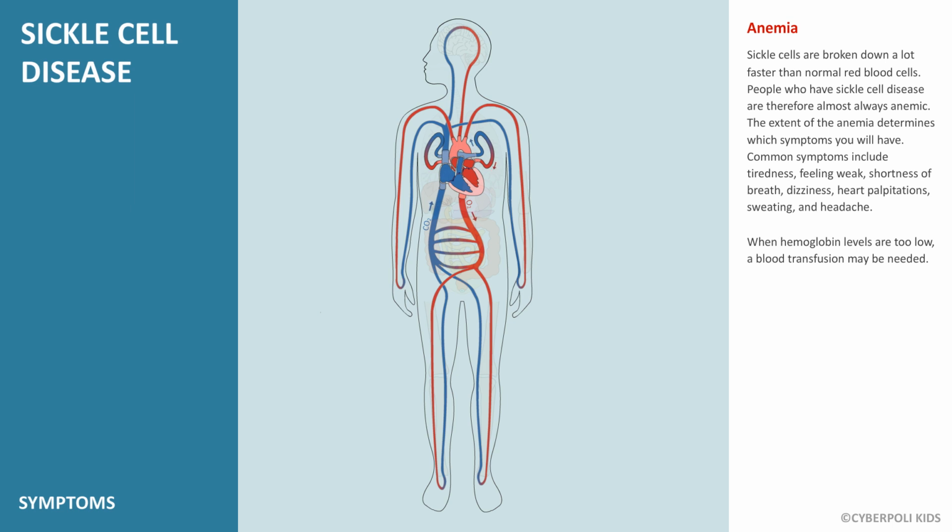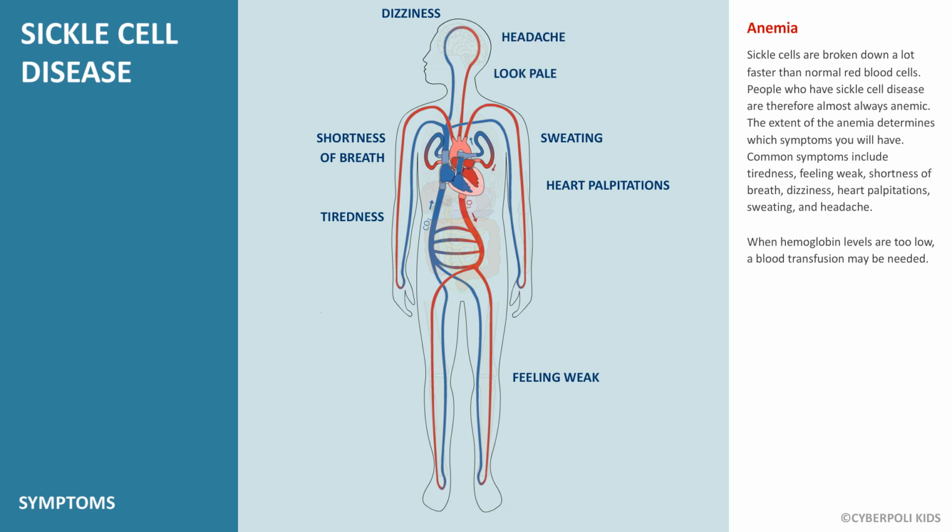Sickle cells are broken down a lot faster than normal red blood cells. People who have sickle cell disease are therefore almost always anemic. The extent of the anemia determines which symptoms you will have. Common symptoms include tiredness, feeling weak, shortness of breath, dizziness, heart palpitations, sweating, and headache. When hemoglobin levels are too low, a blood transfusion may be needed.